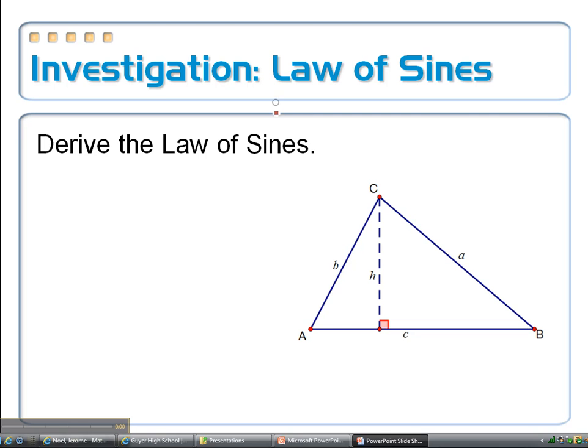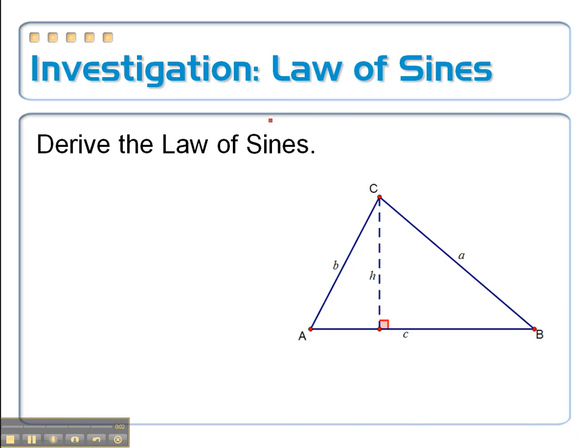Alright, boys and girls, now what we're going to do is derive the law of sines. So in this triangle, what I want you to notice, first, let's kind of ignore the height here. Notice that angle A is directly across from side A. Angle B is directly across from side B. Angle C is across from side C. The lowercase letters are the sides, the uppercase letters are the angles.